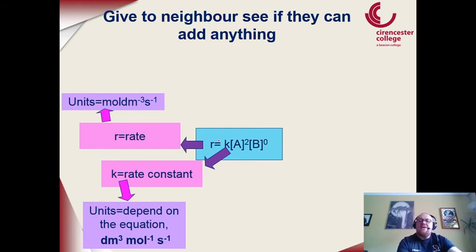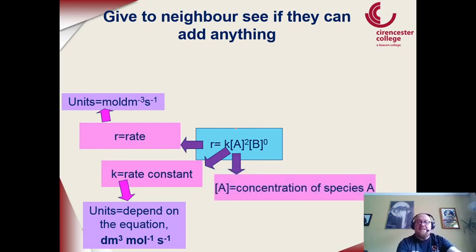And the units of the rate constant, because the rate is moles per decimeter cubed per second, the rate constant has to have different units to make sure that the rate is in moles per decimeter cubed per second. We will talk about how we work those out a bit later.